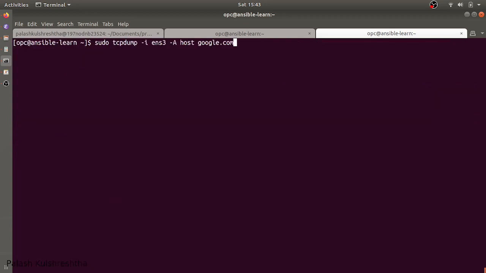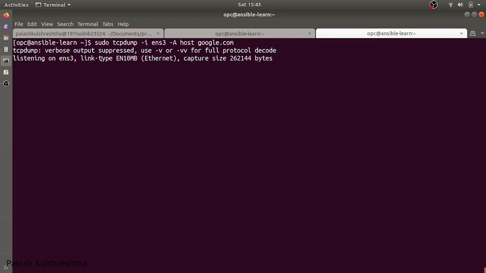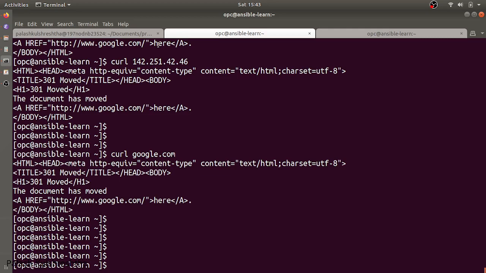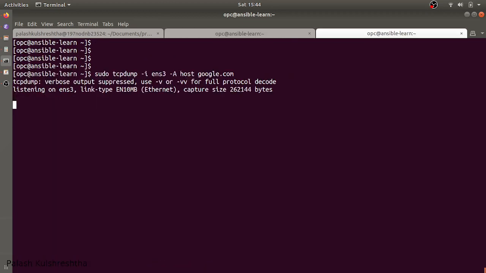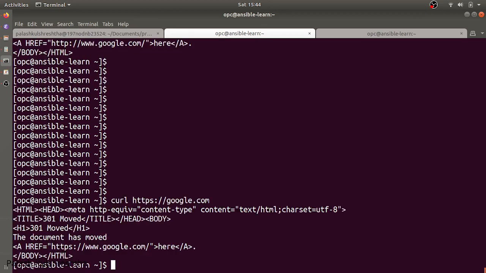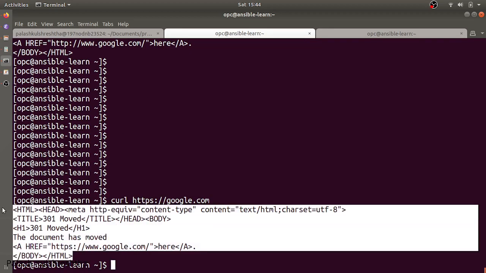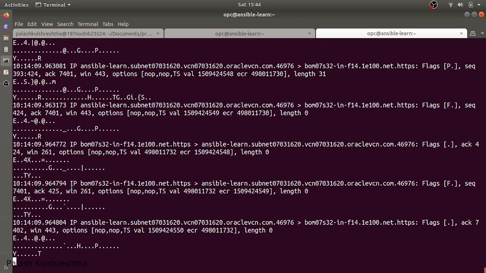Let's try to find out again. I'm going to do the same thing. I'm going to listen to google.com on my network interface ENS3. Now let's see what happens when I hit http://google.com. By default, if https is not given, it is considered HTTP, which is the default protocol for curl. Now let's try hitting Google with https. It has given me the same response, moved permanently. Now let's try to find out what is the response for the TCP dump.